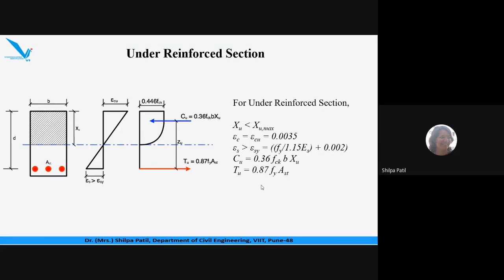So to calculate the xu value now, we require all these values or the constants. These are not actually the constants, these are the parameters: epsilon cu, epsilon s, force of compression and force of tension. We need to calculate all these parameters.